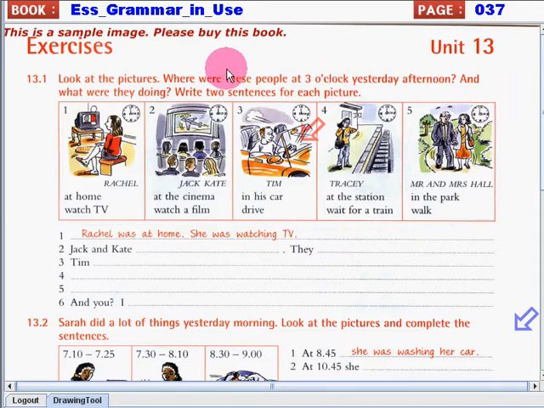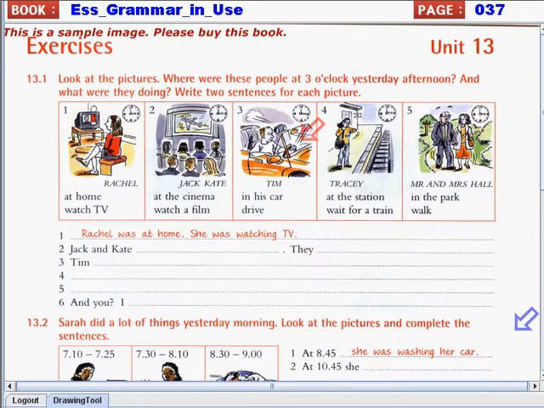Look at the pictures. Where were these people at 3 o'clock yesterday afternoon? And what were they doing? Write 2 sentences for each picture. So, as you can see, we have 2 questions. Where were these people at 3 o'clock yesterday afternoon? And what were they doing? That is why we have to write 2 sentences for each picture.